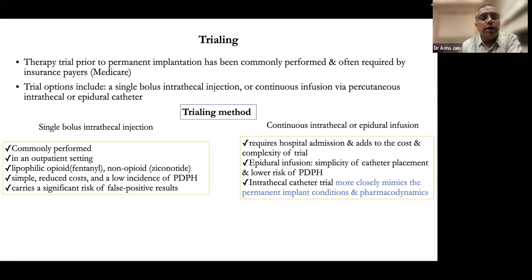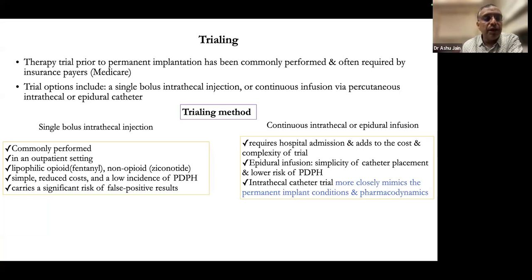But for doing continuous intrathecal, though ideally it is the best way to go, you have to put the intrathecal catheter for 3 to 5 days and give continuous infusion, because it will actually mimic your intrathecal pump. But the patient has to be admitted in hospital, putting the intrathecal catheter and keeping the patient for 5 days can be costly, and can be related to infection and all these. But if you can do this, this is the ideal mechanism.